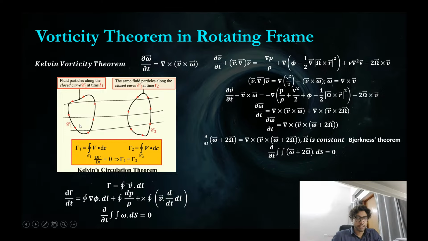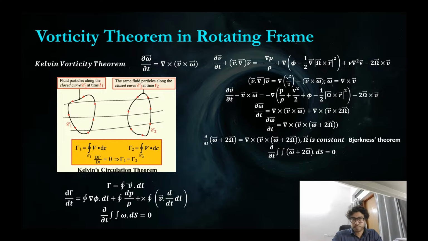Then we studied this Kelvin circulation theorem, which states that if we have a ring, and within that ring, whatever the vorticity was there at the starting point, it will not change with time. That is what this expression means: del t of omega dot ds equals zero. And we had derived this theorem as well.